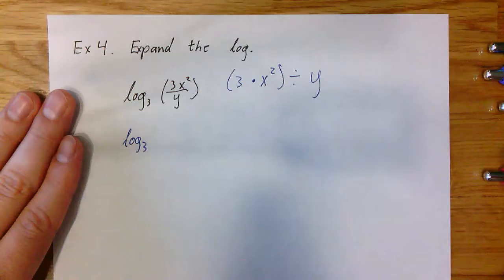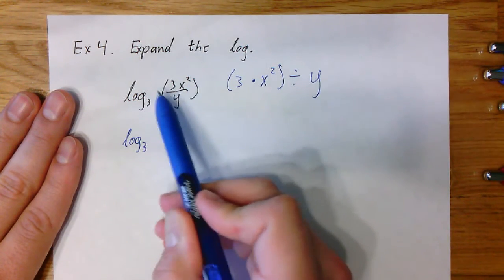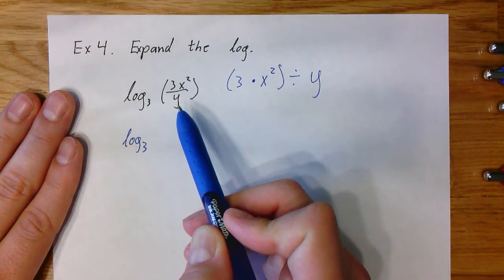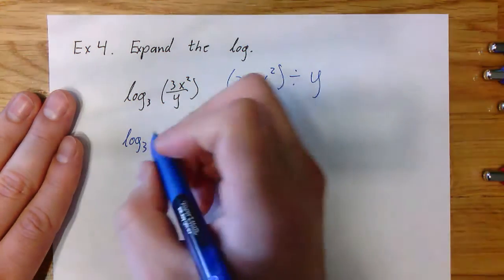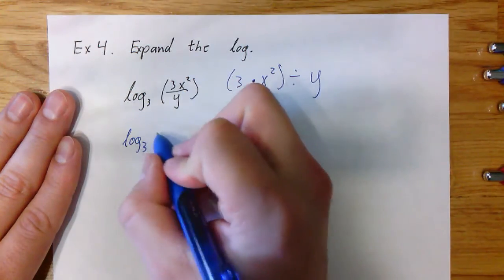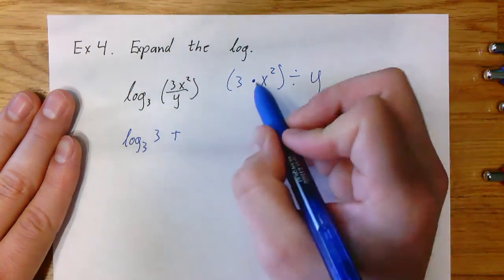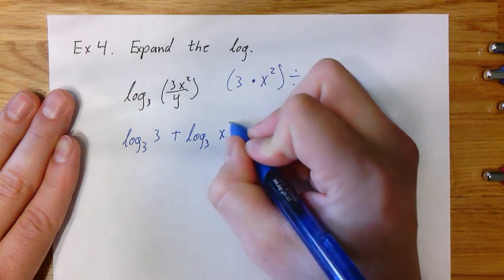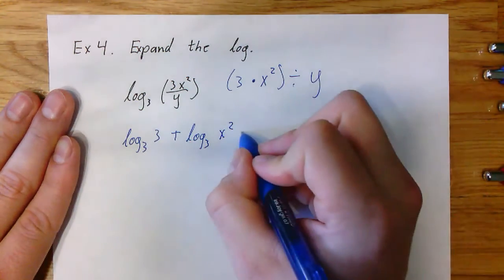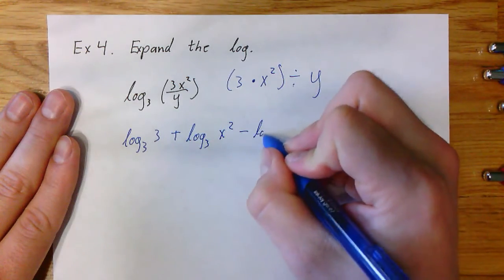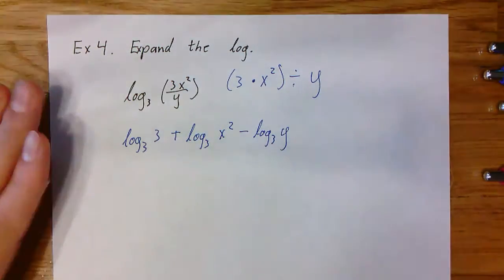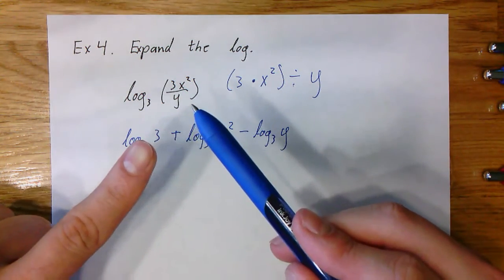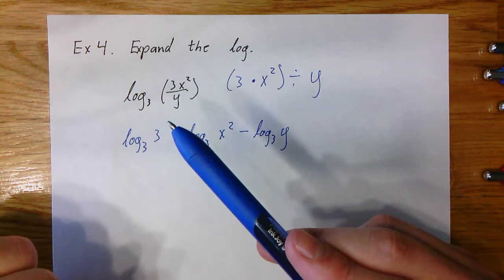Log base 3. Basically everything that's on the top are going to be positive logs being added, and anything on the bottom is going to be a negative log being subtracted, so it's division. So this could be log base 3 of 3 plus, because we're multiplying, log base 3 of x squared minus, because we're dividing, log base 3 of y. So that's our first step to expanding this. We undid the multiplying and dividing using our product and quotient properties.